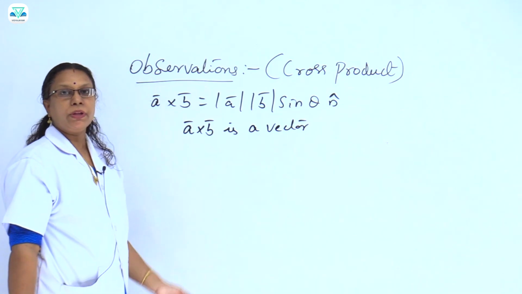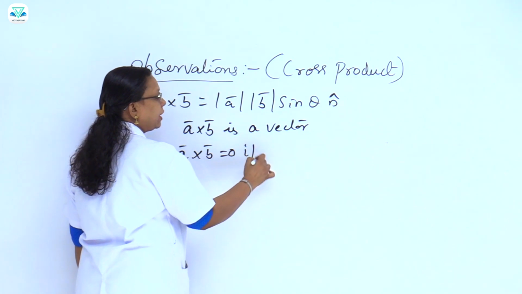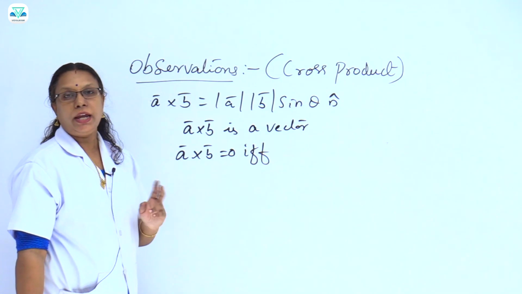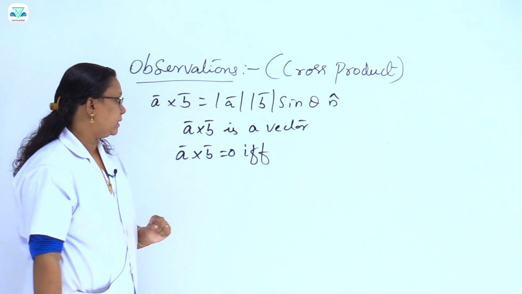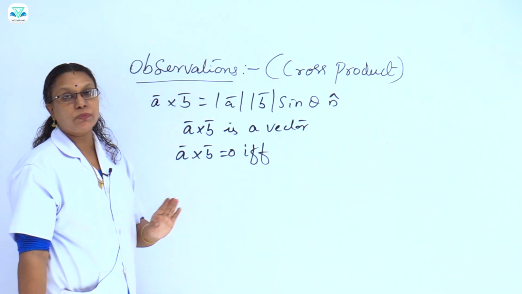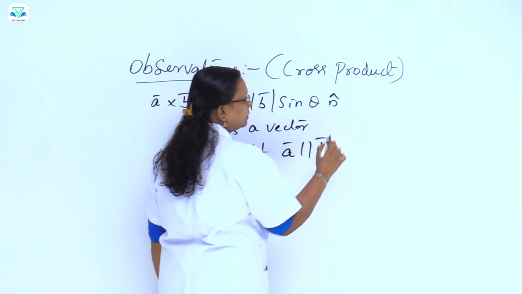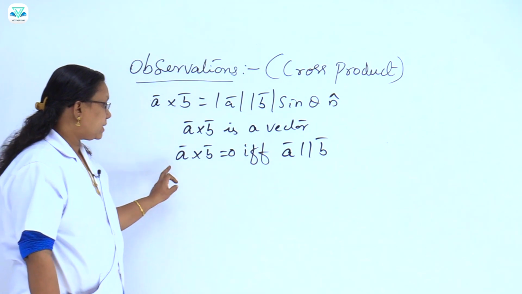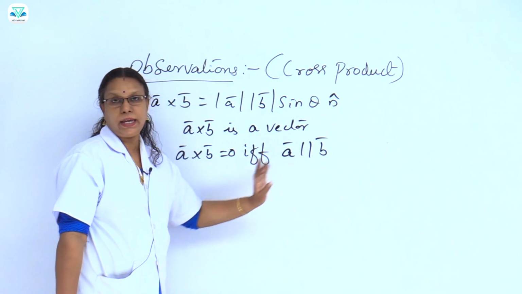Now, A cross B is 0 if and only if, where A and B are non-zero vectors: if A or B is 0, A cross B is anyway 0, but if A and B are non-zero vectors, then sin theta, the angle between these two vectors, must be 0. That means A and B are parallel. So A dot B equal to 0 implies A and B are perpendicular, whereas A cross B is equal to 0 if and only if both the vectors are parallel.